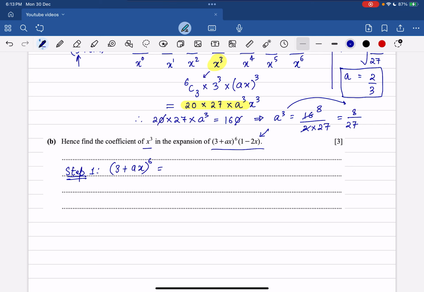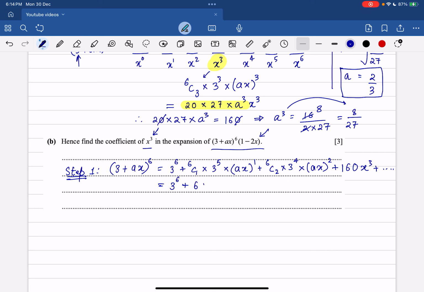(3 plus ax) the whole raised to 6. So the expansion can look somewhat like this. 3 raised to 6 plus 6c1 times 3 raised to 5 ax raised to 1 plus 6c2 3 raised to 4 ax raised to 2 plus, for x cube, can I directly write 160x cube and then plus dot dot dot, because anything multiplied with power greater than x cube will give me x raised to 4, and we don't want to go there, we only want to stick to x cube, right?